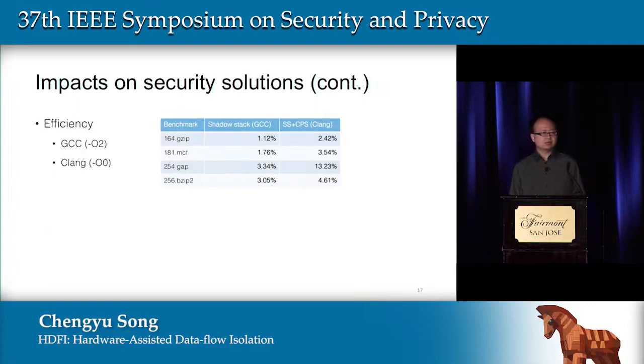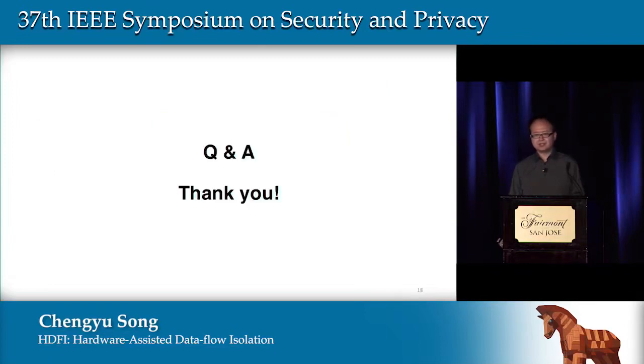And being an in-order execution core, our current implementation is very sensitive to compiler optimizations. That'd be all, and any questions?